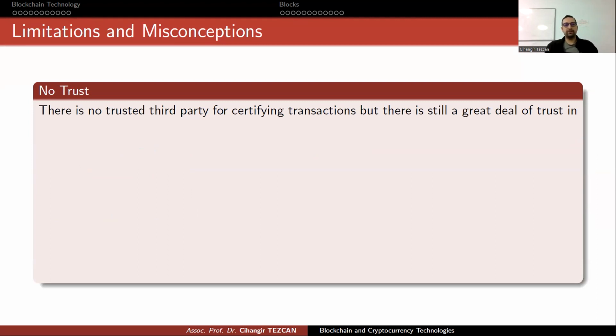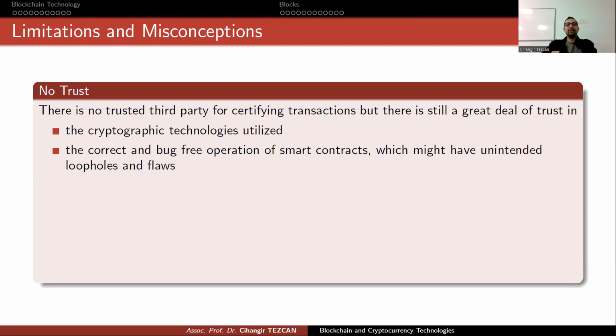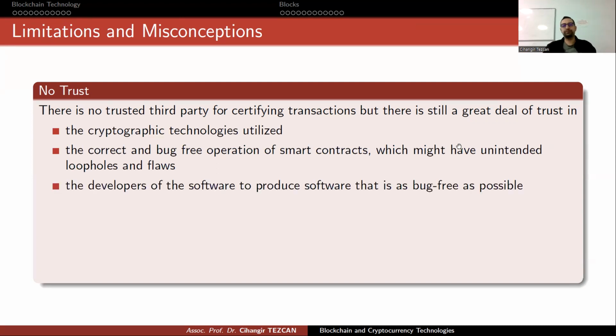Another misconception: we say that there is no trust in blockchain, so we don't have to trust anybody. This is a misconception because we trust a lot of things anyway. There is no trusted third party for certifying transactions, but there is still a great deal of trust in the cryptographic technologies utilized, which nobody really knows, by the way, but people need to know. And we have trust in the correct and bug-free operation of smart contracts, which might have unintended loopholes and flaws, which they have most of the time.